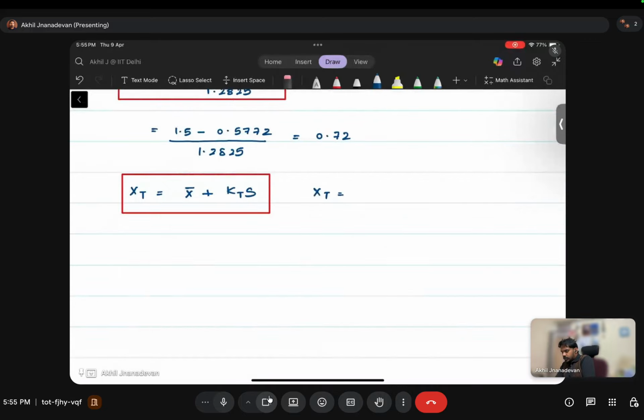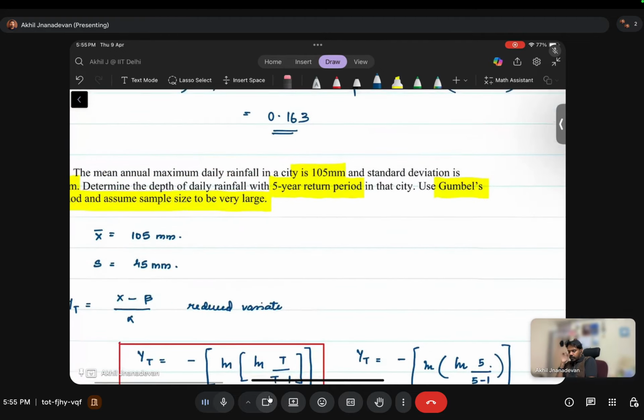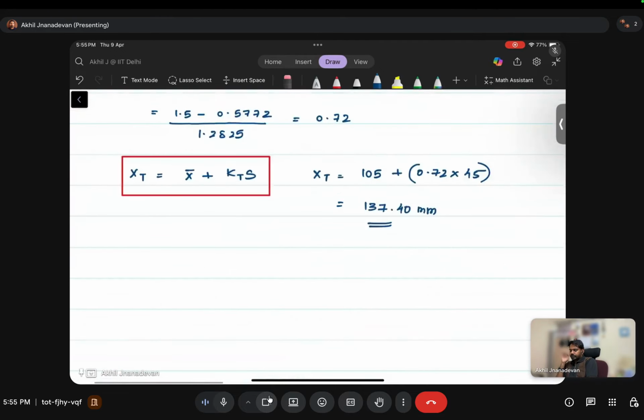So here our xt will be: the mean was 105 mm plus KT, which we got as 0.72, into the standard deviation, which was 45. So this was coming around 137.04 mm. So this magnitude has a return period of 5 years using the Gumbel distribution.